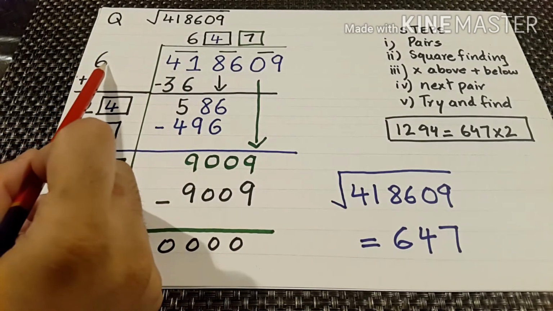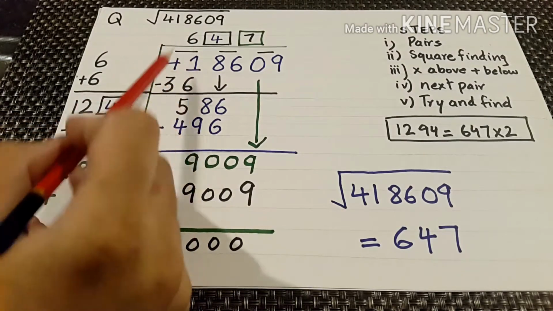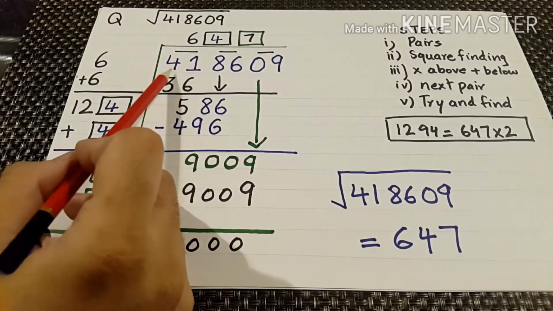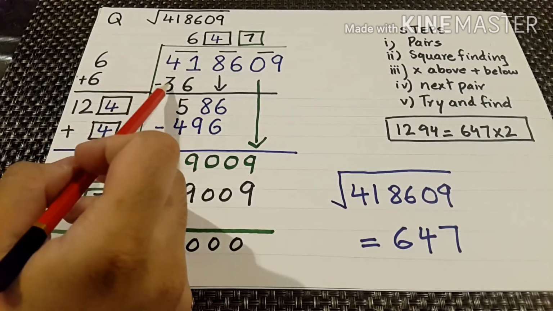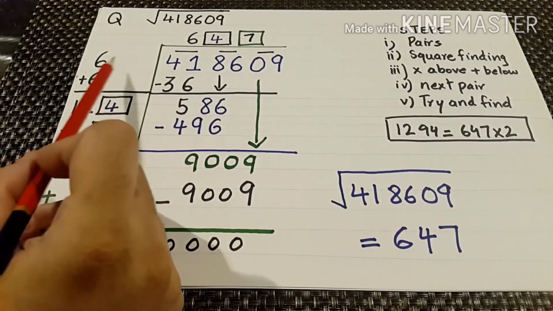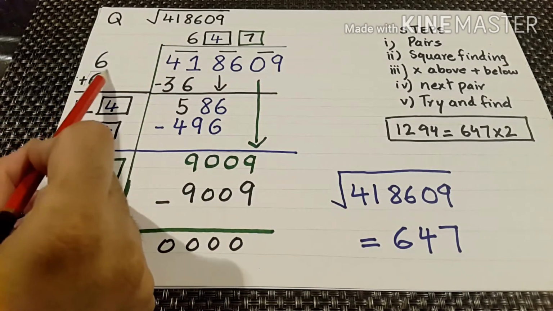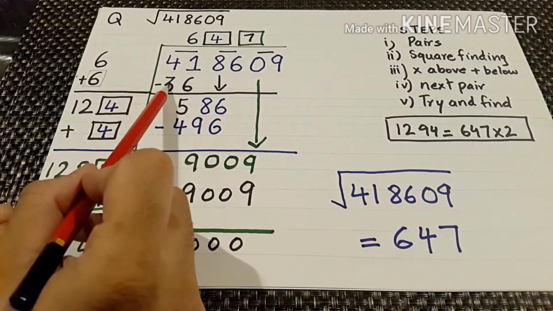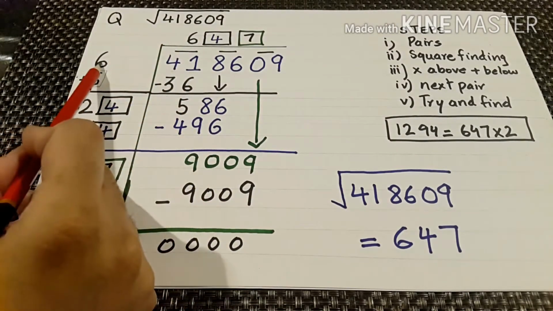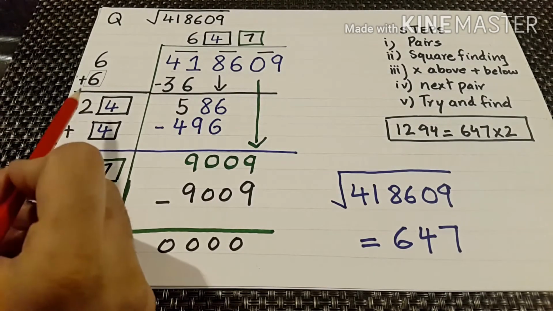Now we can see that 6 is the number that, when multiplied by 6, gives 36, which is closer to 41. Whereas 7 times 7 is 49, that will be the bigger number. So we will multiply by 6 and we add 6 here. So when 6 is multiplied by 6 we get 36, whereas when we add 6 to 6 we get 12.